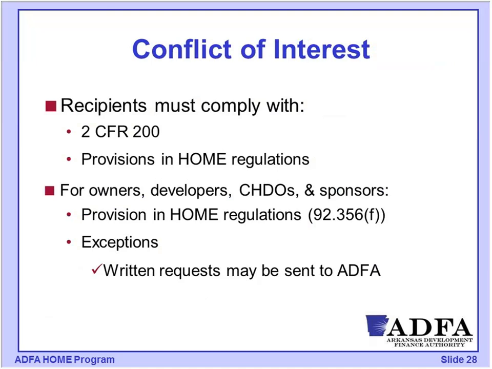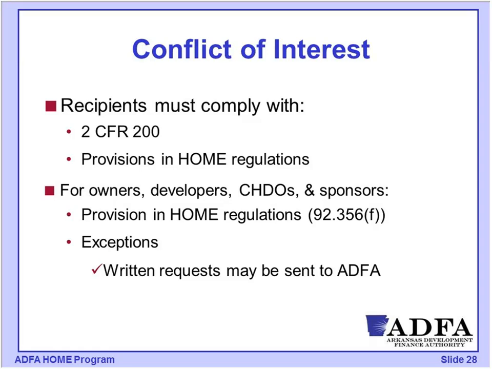This not only applies to a state recipient, but also would apply to a developer, to a CHODO, who are receiving HOME funds. So within the HOME regulations themselves, the conflict of interest references are at 92.356 Part F. There are some cases in which a conflict or a perceived conflict can be identified and be waived, but it must be done in conjunction with ADFA, and in some cases ADFA will actually have to go to HUD and seek permission.